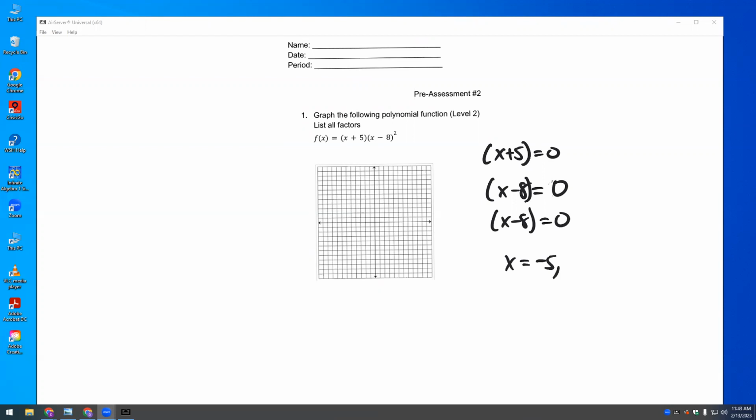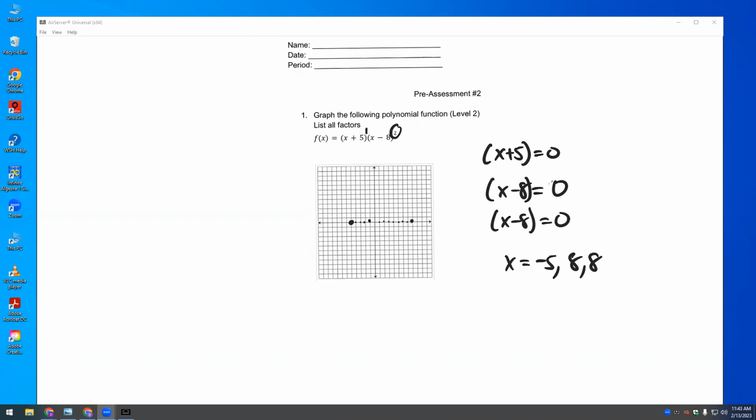And those are the 3 roots, right? This is to the 3rd power, because you have 2 here and then you have a 1 here. So that's to the 3rd power. That's the highest power. So our 3 roots are, here's negative 5, so let's go 1, 2, 3, 4, 5. This is a root. And 8: 1, 2, 3, 4, 5, 6, 7, 8 right here.